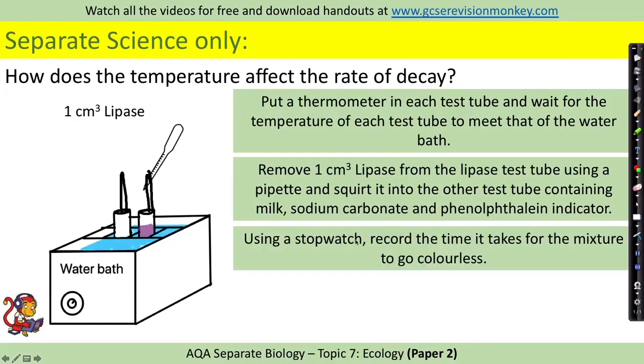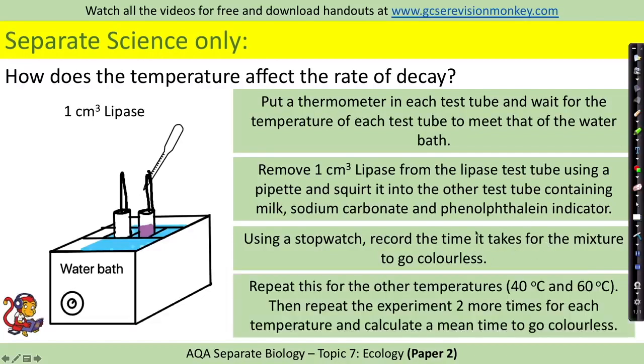Then, using a stopwatch, we're going to record the time it takes for the mixture to go colourless. And then we are going to repeat this for the other temperatures that we said before. We'd chosen 40 degrees and 60 degrees. And as always is good practice, repeat the experiment 2 more times for each temperature and calculate a mean time to go colourless.